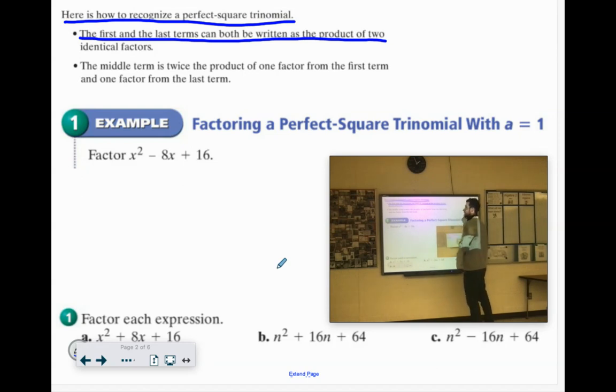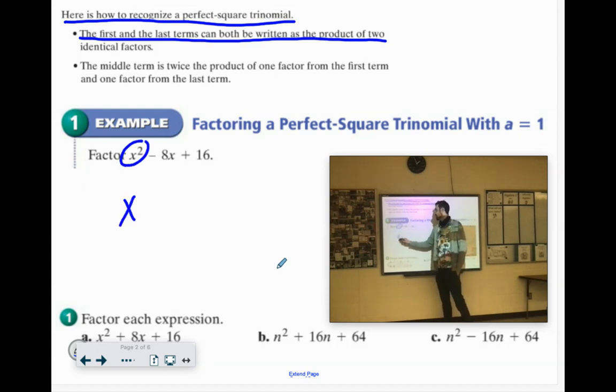So look here, x squared minus 8x plus 16. Can you square root x squared? Yeah, it's x. Can you square root 16? Yeah, that's 4 times 4. Now, if I multiply x times 4 together, it'd be 4x. If I multiply that by 2, is it 8x? Yeah, it is. So whatever symbol is first goes between them.